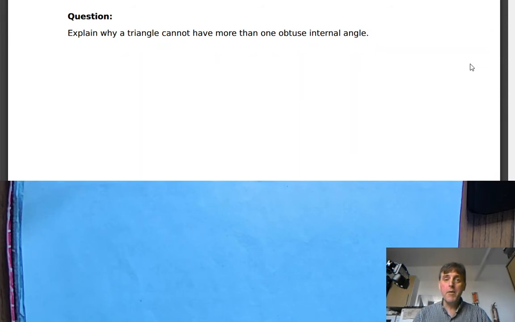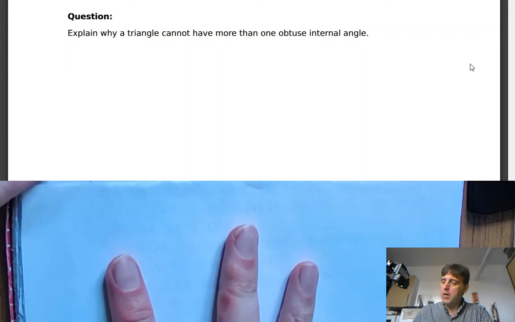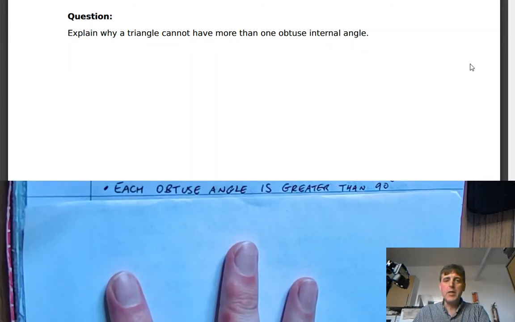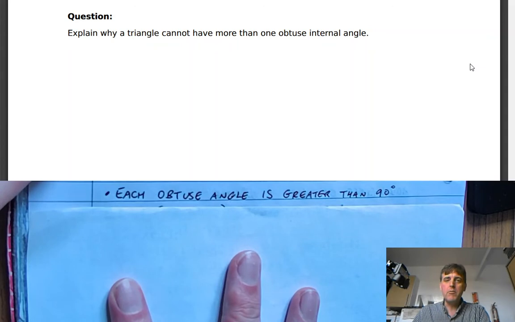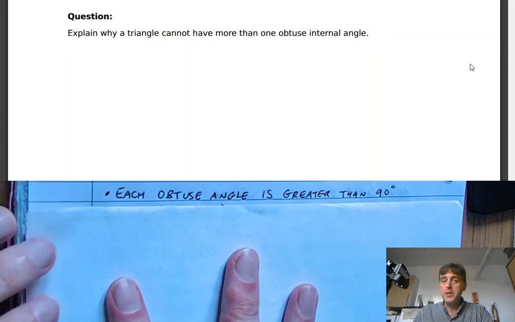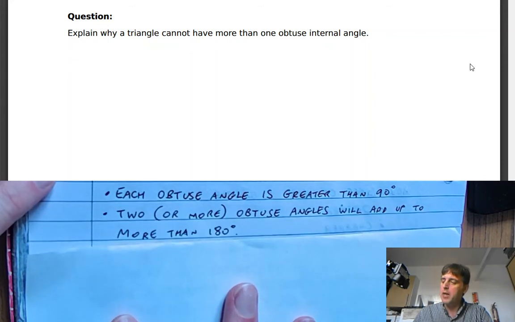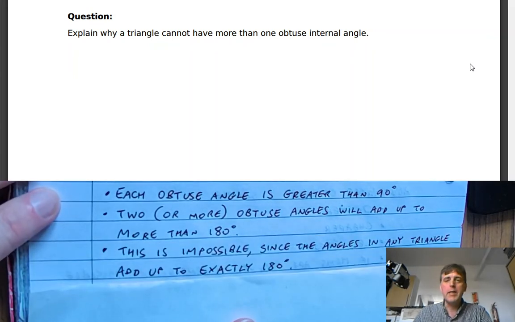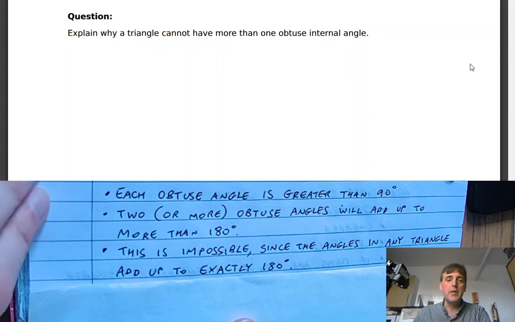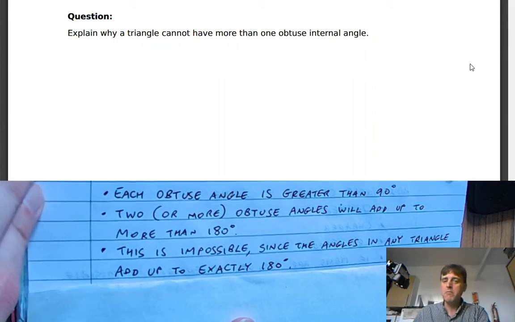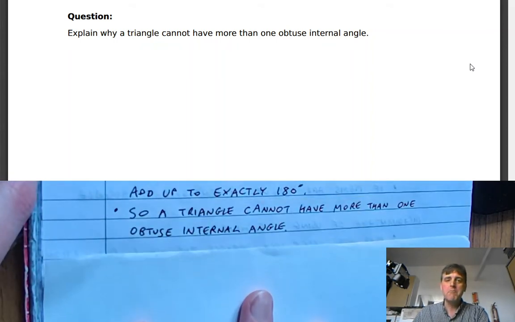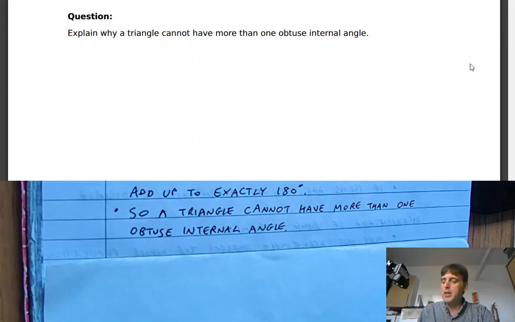Okay, did you get anywhere with this? Well, here's one of the things you could have said here. You could have started off by saying, well, each obtuse angle in our triangle is going to be greater than 90 degrees. So if there is more than one of those, so two or more obtuse angles are going to add up to more than 180 degrees. And of course, that's impossible, isn't it? Because we know all angles in any triangle must add up to exactly 180 degrees. So therefore, our conclusion must be that a triangle cannot have more than one obtuse internal angle.